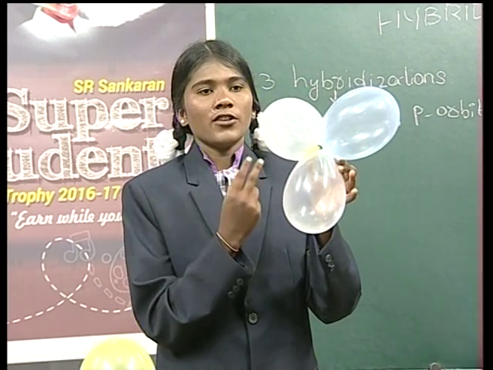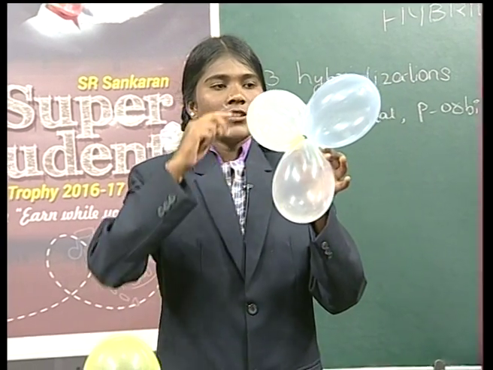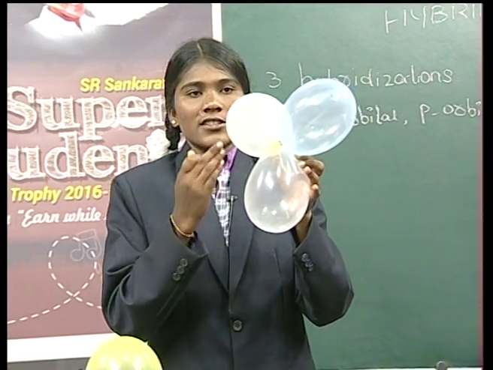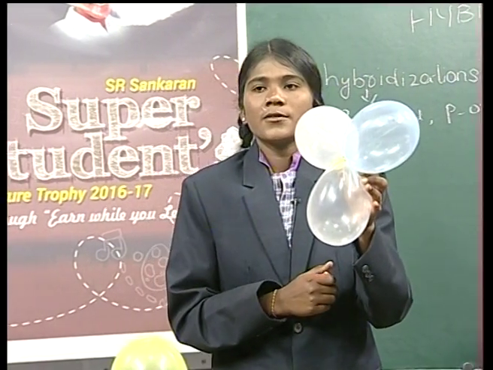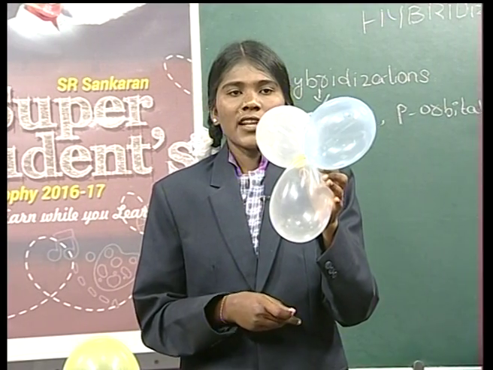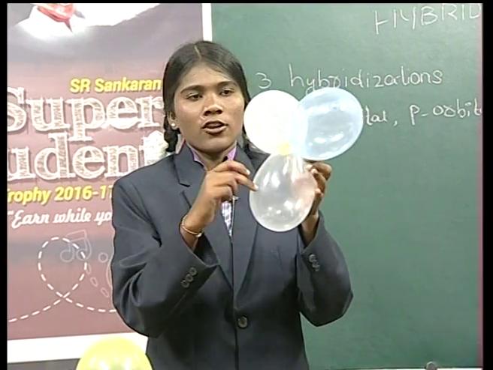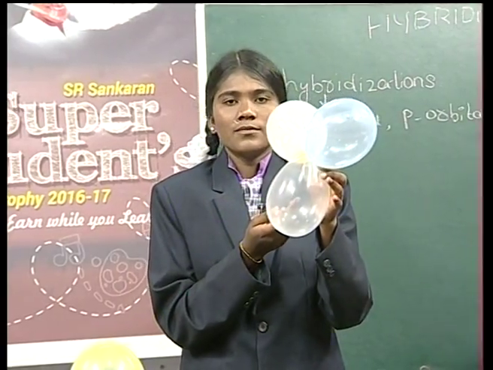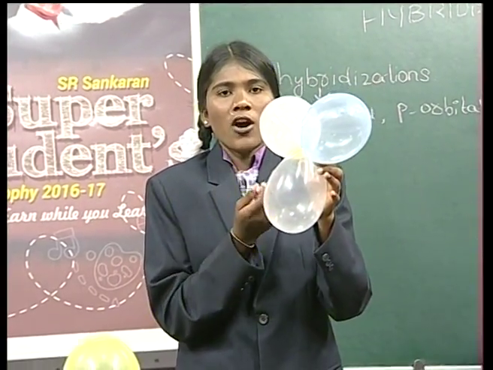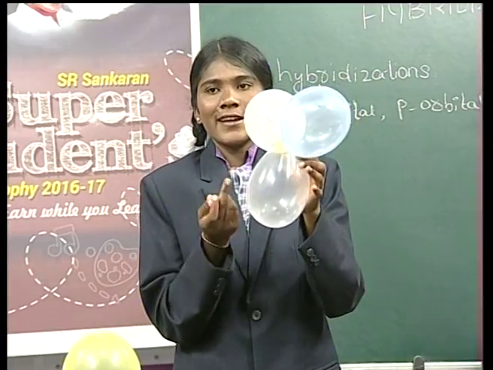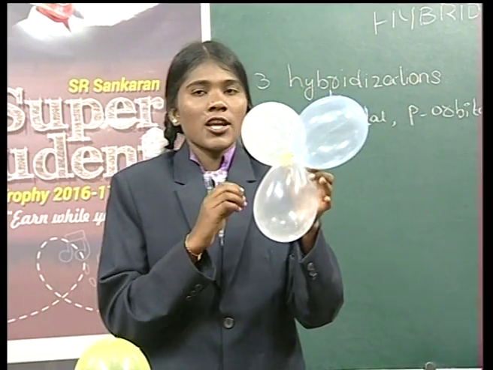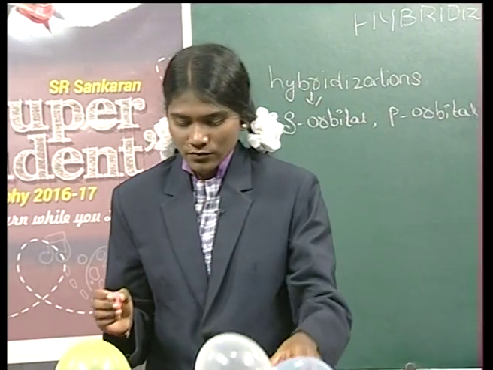Are you observing carefully? These are 3 hybrid orbitals. Are you able to find the shape of these 3 hybrid orbitals? Trigonal planar. And what is the bond angle here? The bond angle is 120 degrees. The bond angle is 120 degrees, and the shape is trigonal planar.